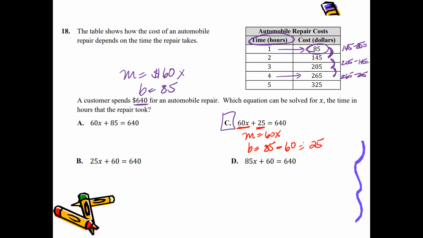What is your total cost? Your total cost is 640. So C is the correct answer. 60x plus 25 equals 640. And that is the correct answer for C.